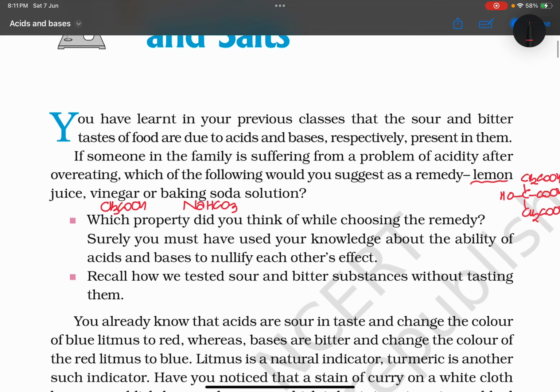You have learnt in your previous classes that the sour and bitter tastes of food are due to the acids and bases respectively present in them. Respectively means sour due to acids, bitter due to bases.